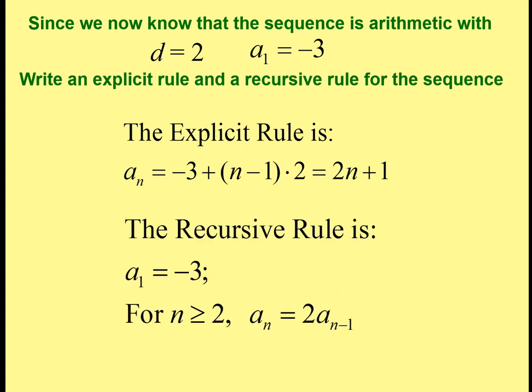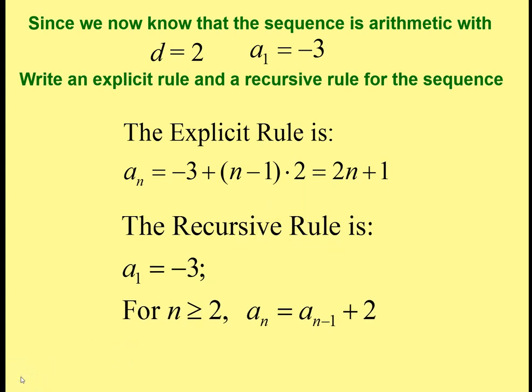The recursive rule is a sub 1 equals negative 3, we have to have our starting term, and then for any term greater than 1, for n greater than or equal to 2, a sub n equals a sub n minus 1 plus 2, because I'm adding 2 each time to get to the next term, not multiplying by 2. That would be a geometric sequence.